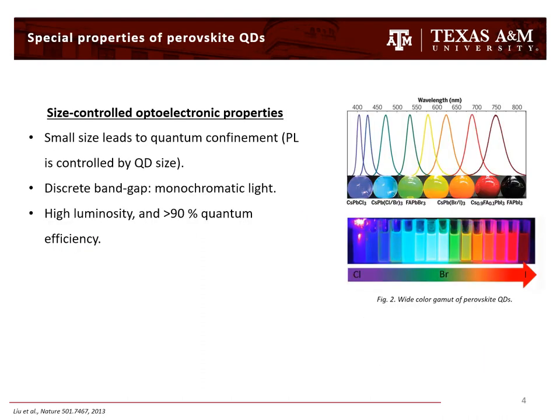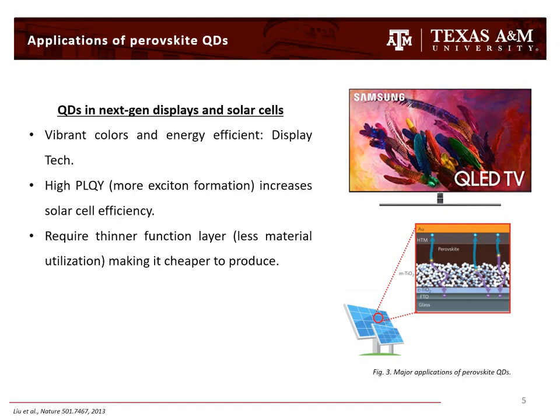Now we are interested in these perovskite quantum dots because of their amazing optoelectronic properties. For example, they have very high luminous nature. They have a very high quantum efficiency. That means a very small amount of incident light gets wasted. You can also control the wavelength of these emissions based on their size. So it's a very nice system that we can control. As a result of these amazing properties, quantum dots find applications in next generation displays and solar cells.